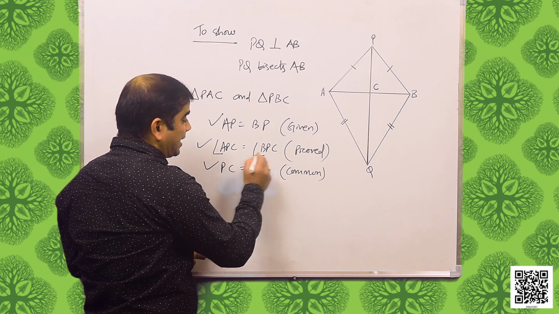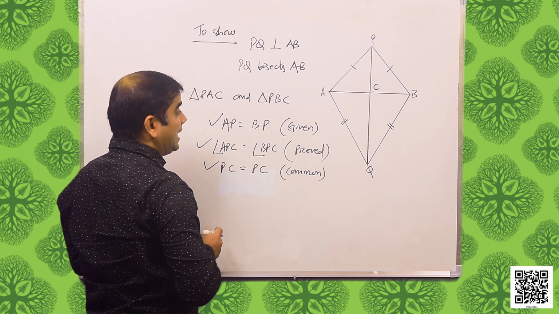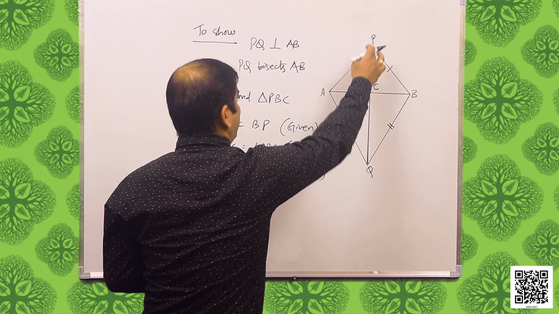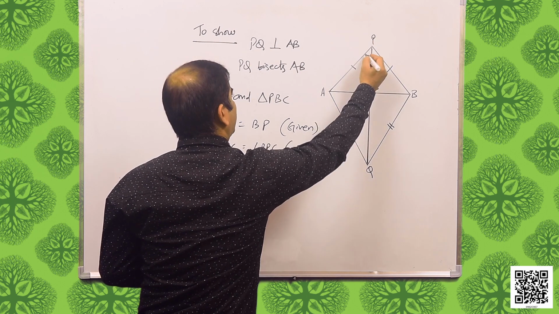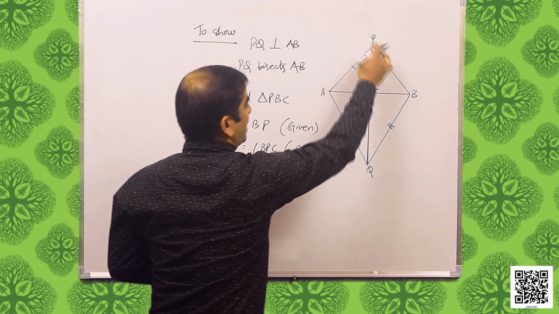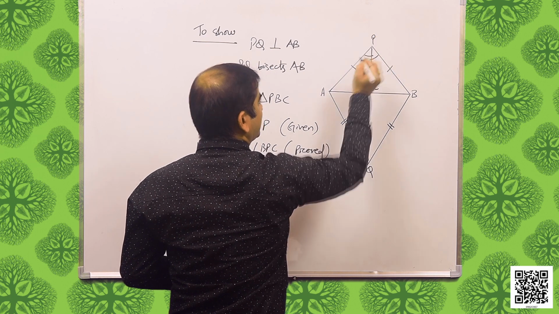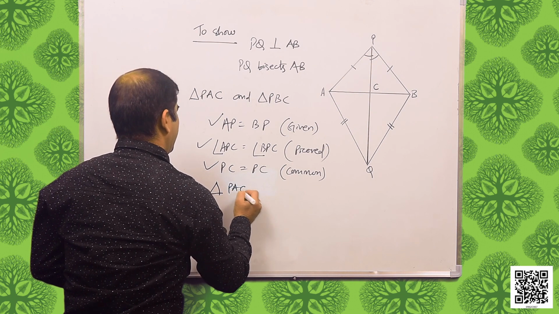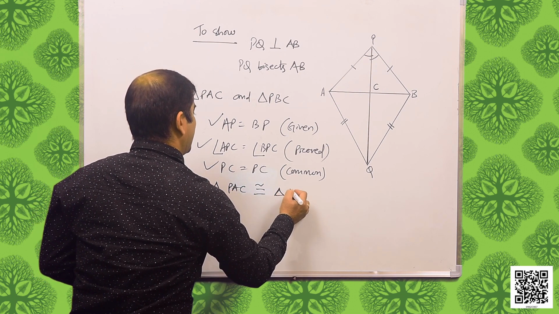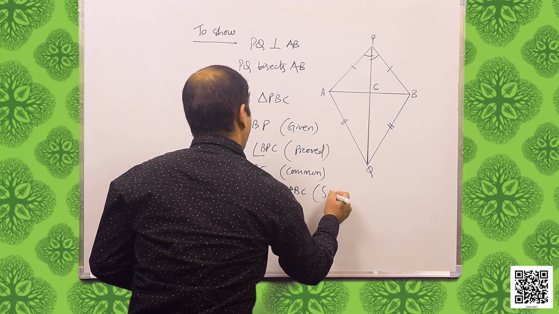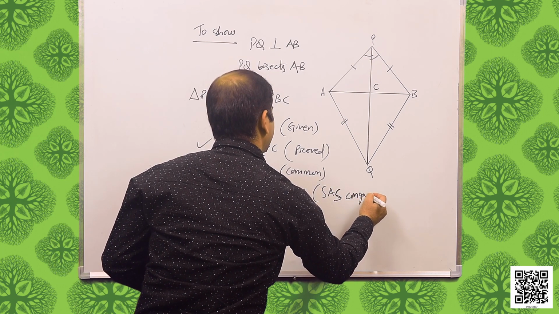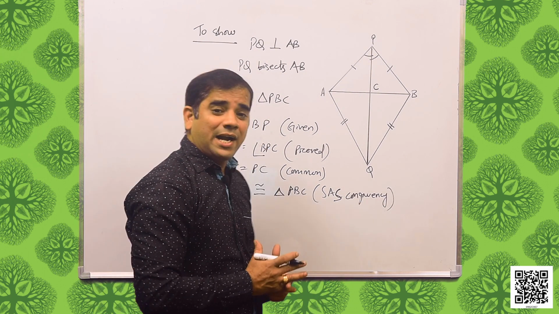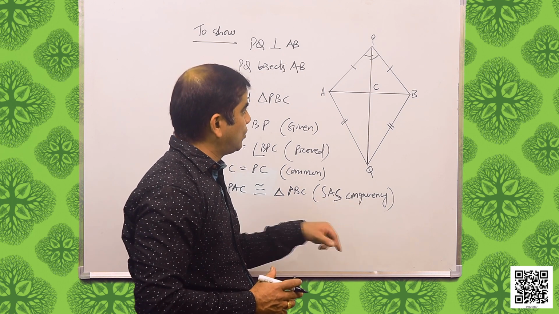But whether this angle is the included angle for these two sides, let us check. AP and PC and angle APC, this is the included angle. PC and PB and angle BPC, this is also the included angle. That means triangle PAC is congruent to triangle PBC by SAS congruency.